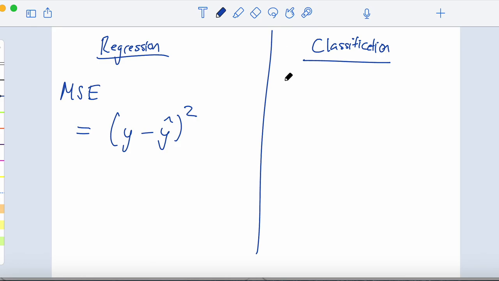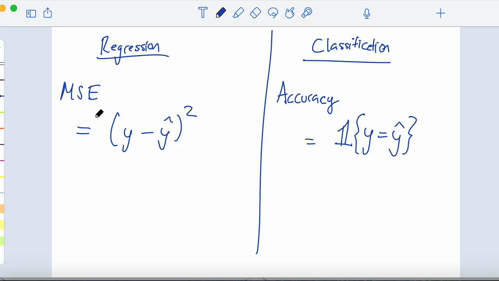This is sometimes called the misclassification error rate, or sometimes just called accuracy. Your accuracy is y equal to y hat. Did you get it exactly right? And sometimes people put an indicator function. This one means an indicator function. That's the function that is one if y equals y hat, and zero if y is not equal to y hat. Why is this called accuracy?